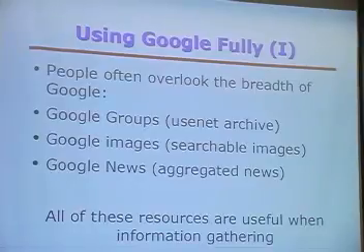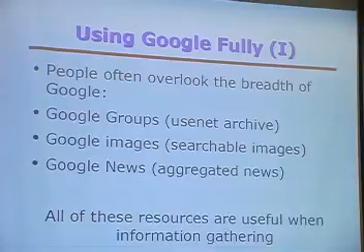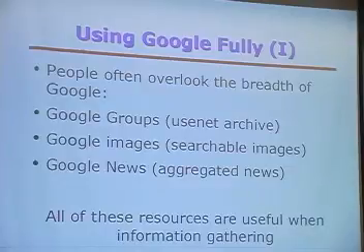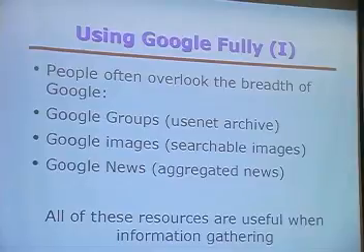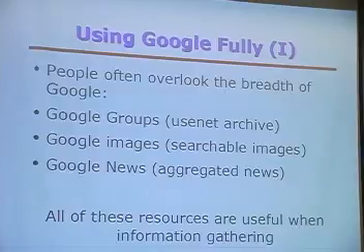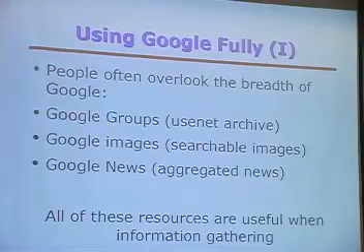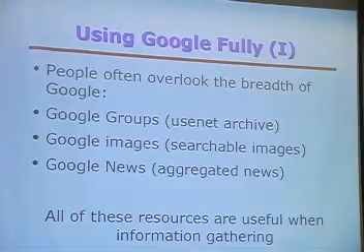Even within Google itself, people often overlook the breadth of it. As I detailed just now, there's a lot of information in Usenet, in news groups. It used to be called Deja News, if anyone used it in the past. Google Groups took it over. The archives go all the way back to, I think, '95. The URL is groups.google.com. Then there's Google Images, which is a searchable images archive, and Google News, which is aggregated news syndication. All of these resources are in some part useful when information gathering.